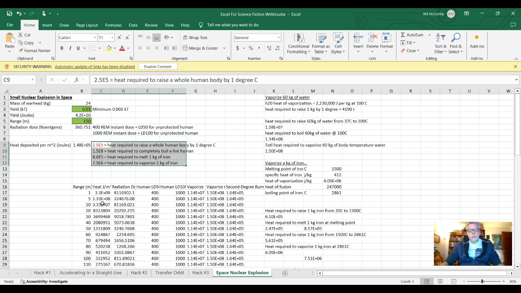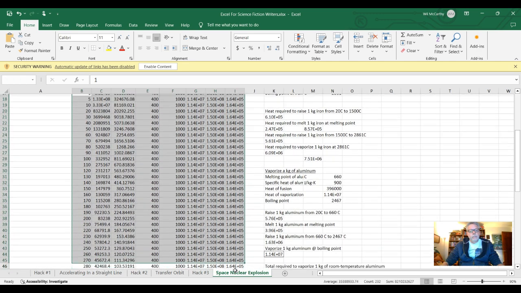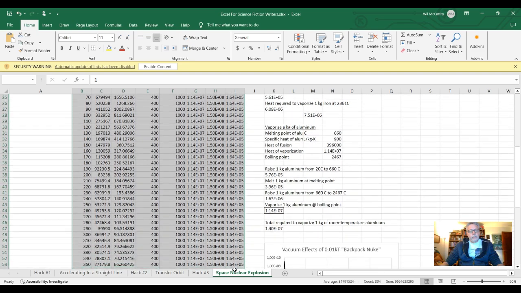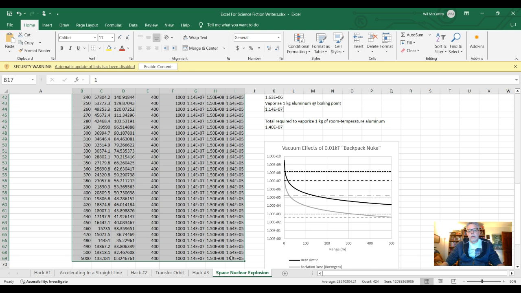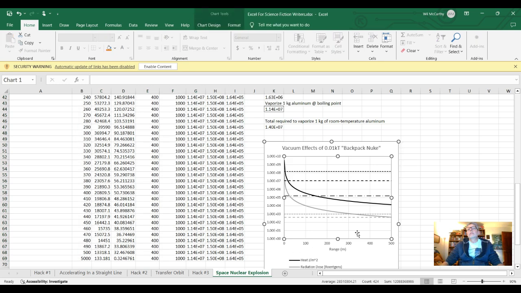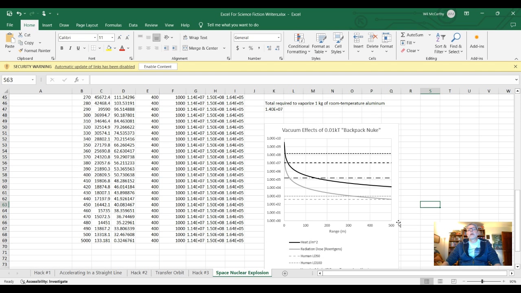Basically, we have a certain amount that's required to boil a human, to vaporize a kilogram of iron, things like that. We can take these values and plot them here. And what's interesting there is we can then make a graph. And this graph tells us, let's scroll down a little bit.